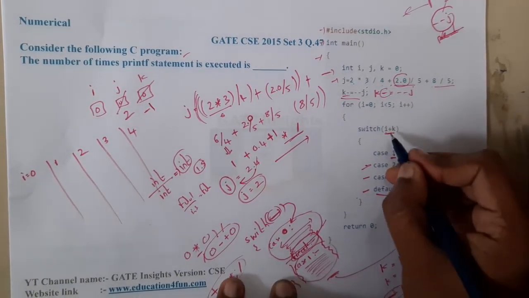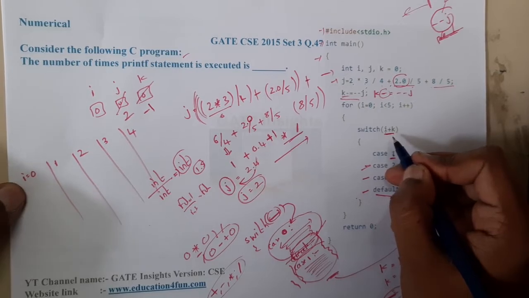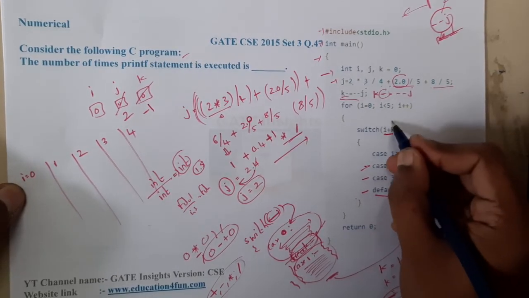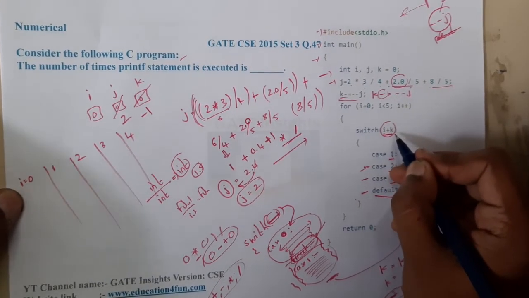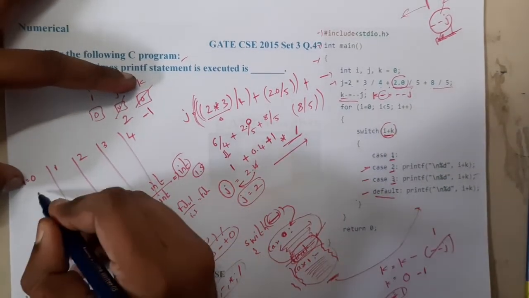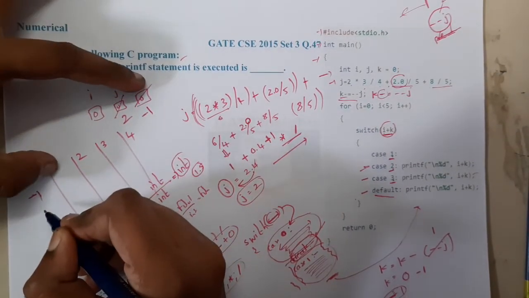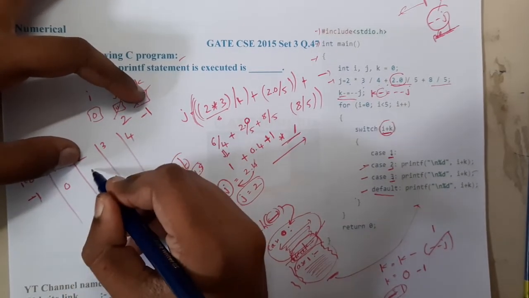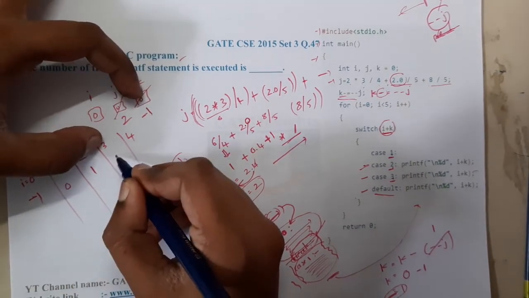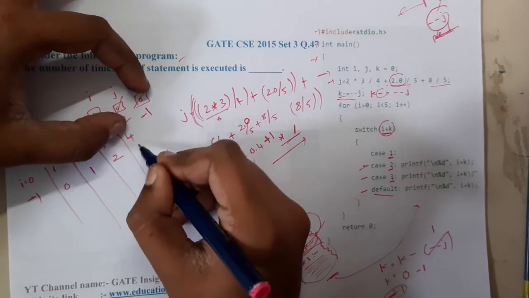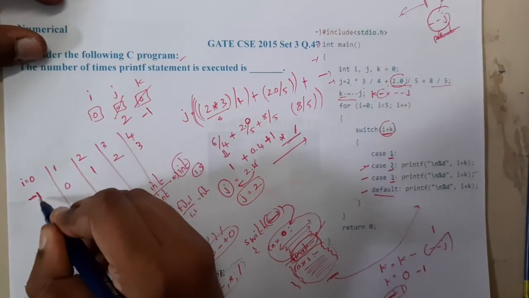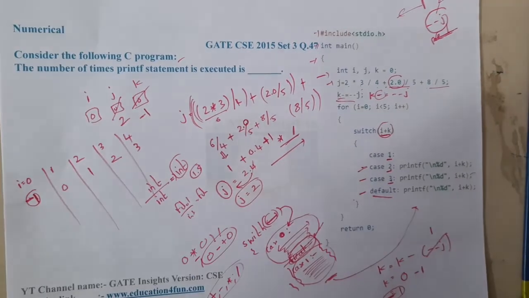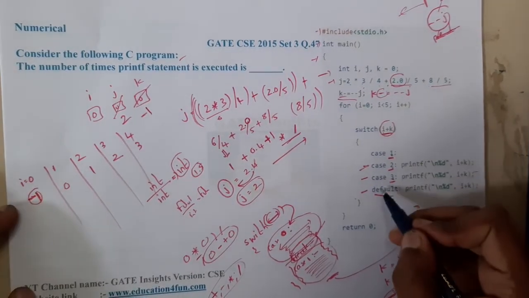Okay, so now let us come into the switch case. For i equal to 0, what will be the switch value, guys? It is nothing but 0 plus minus 1, so this is minus 1. Similarly, 1 plus minus 1 is 0. 2 plus minus 1 is 1. 3 plus minus 1 is 2. 4 plus minus 1 is 3.